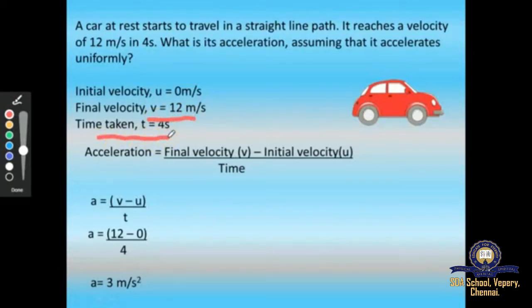We know the formula for acceleration. Acceleration is equal to final velocity minus initial velocity divided by time. So a is equal to v minus u by t. So v is 12, u is 0 and t is 4. Substitute the values. You will get a is equal to 3 meters per second square. The unit of acceleration is meter per second square.